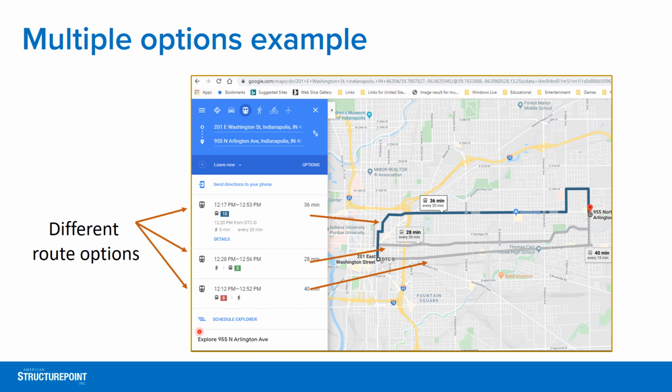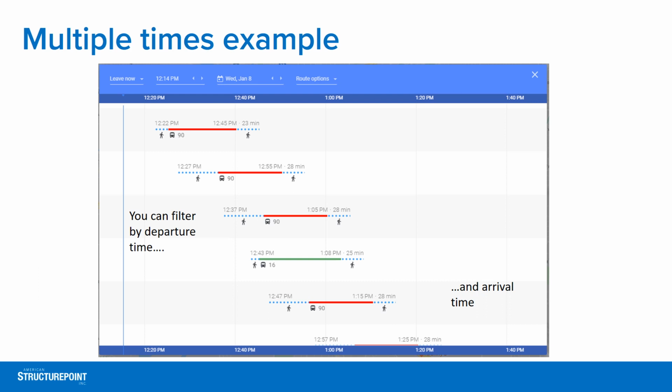Now, if you click on the Schedule Explorer at the bottom, you can see additional options, and you also have the same options for filtering your results up at the top.